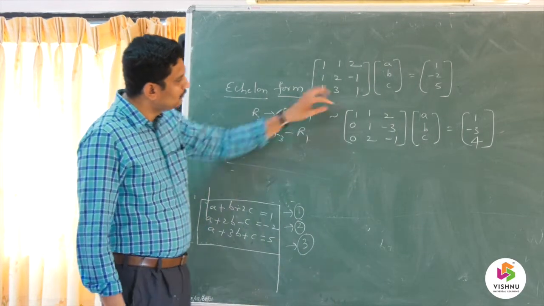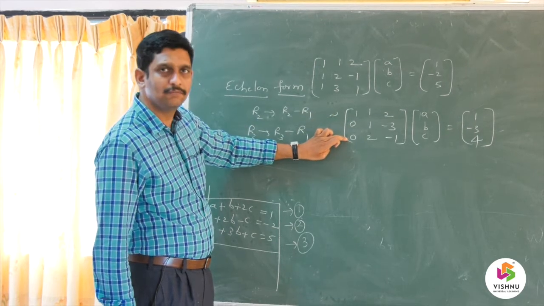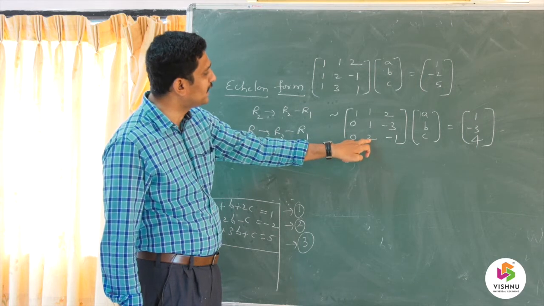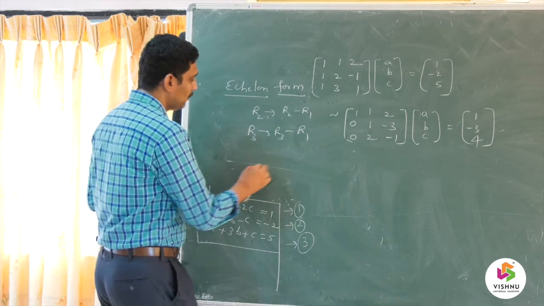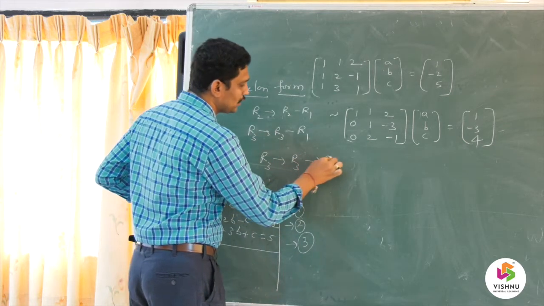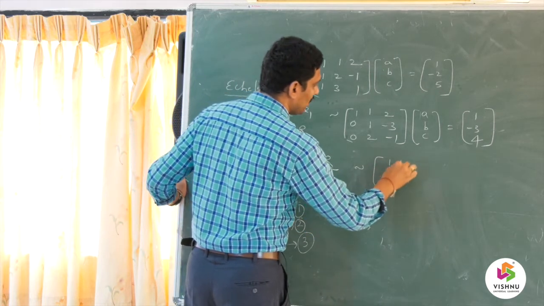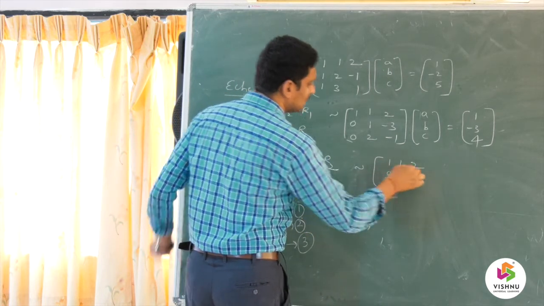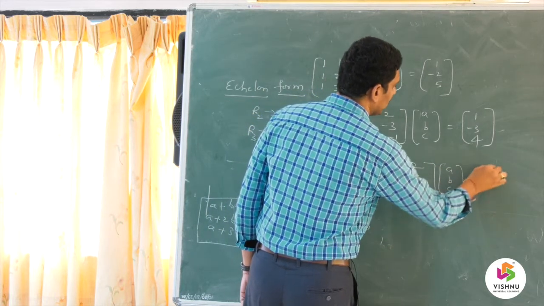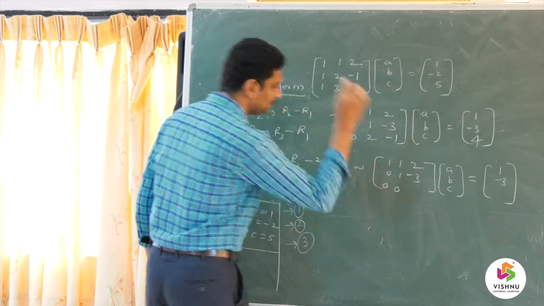Again, what do I have to do? After making the elements below the first diagonal 0, I have to consider the second diagonal element and make the entries below it 0. So I should apply R3 tends to R3 minus 2R2. So this will be equivalent to 1, 1, 2, 0, 1, minus 3, which will be as it is. So A, B, C equals 1, minus 3, also as it is. Now we will do, so this is 0, this is 0.